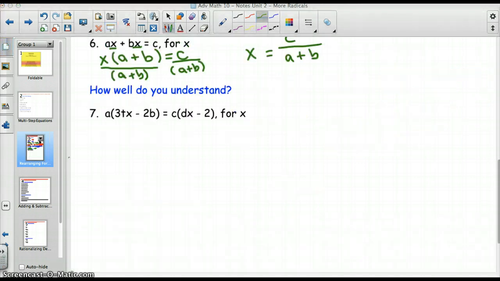The seventh and final example is a challenge. I'm going to ask that you pause the video, and I want the students to work on this problem and get as far as they can. I will go through and explain after you've had some time to work on it, but use some of the properties that we've talked about, and you're trying to get the x by itself.